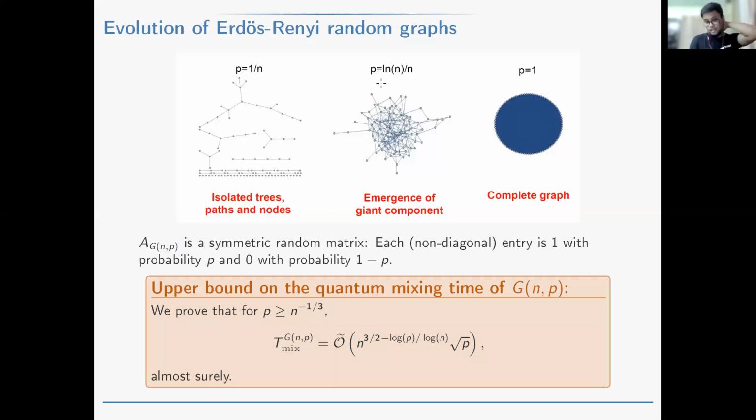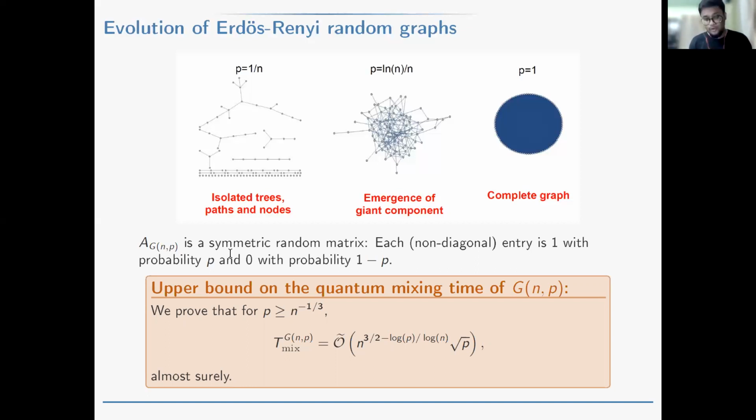If you notice, the adjacency matrices of these random graphs are random matrices. The adjacency matrix of an Erdös-Renyi graph is a symmetric random matrix where each non-diagonal entry is 1 with probability p, because an edge exists between any two vertices with probability p, and 0 with probability 1 minus p. So you're dealing with random matrices.